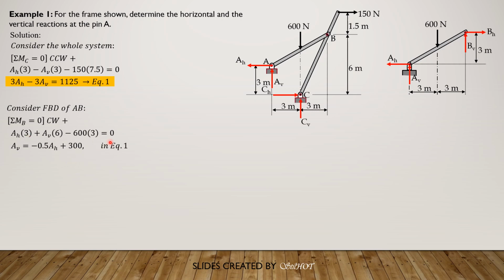So substitute this in equation 1. So 3 times AH minus 3 times negative 0.5 AH plus 300 equals 1125. Solving for AH, which remains the unknown in the equation. So AH is 450 newtons, and since it is positive, its direction is leftward. Likewise, substitute into this equation here the value of AH. So AV is negative 0.5 of 450 plus 300. So AV is 75 newtons and it is positive, so upward direction.